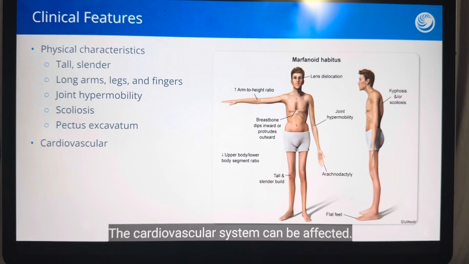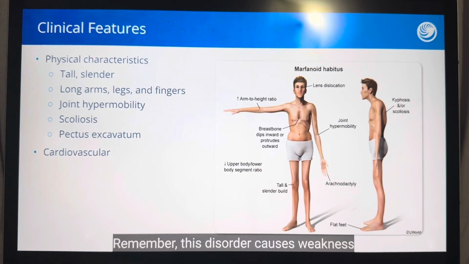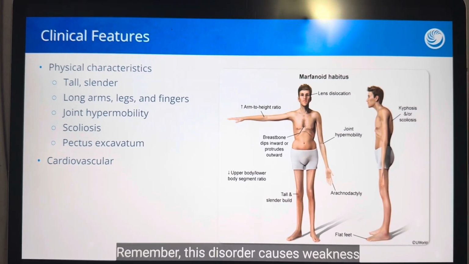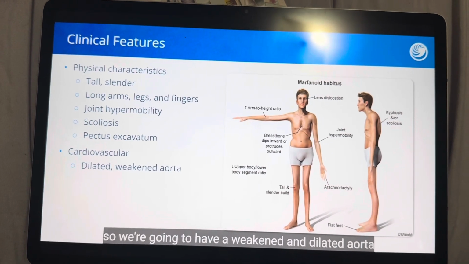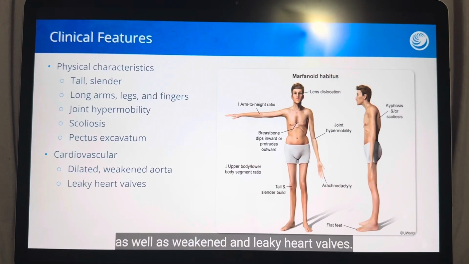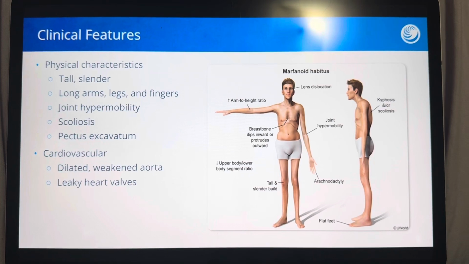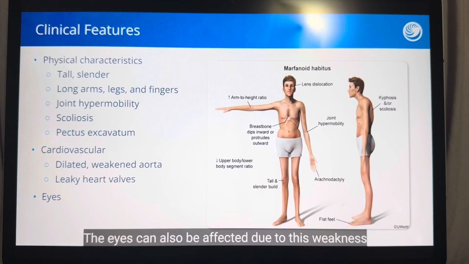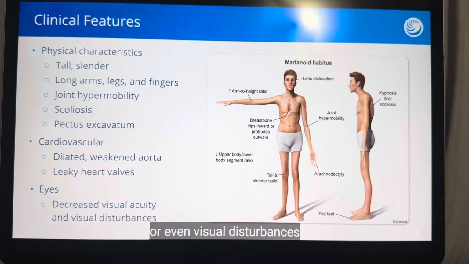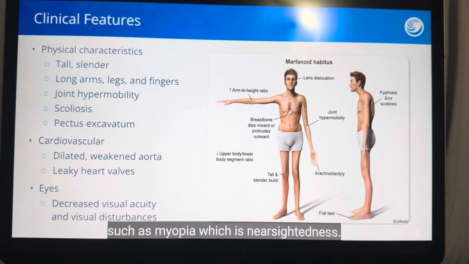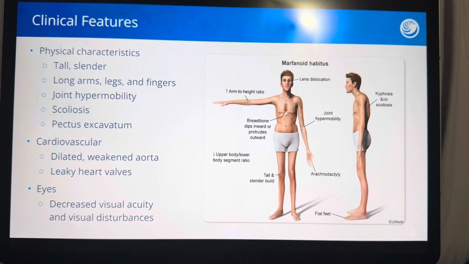The cardiovascular system can be affected. Remember, this disorder causes weakness. So we're going to have a weakened and dilated aorta, as well as weakened and leaky heart valves. The eyes can also be affected due to this weakness, so clients can have decreased visual acuity or even visual disturbances, such as myopia, which is nearsightedness.